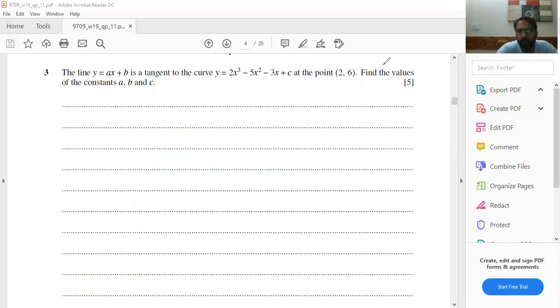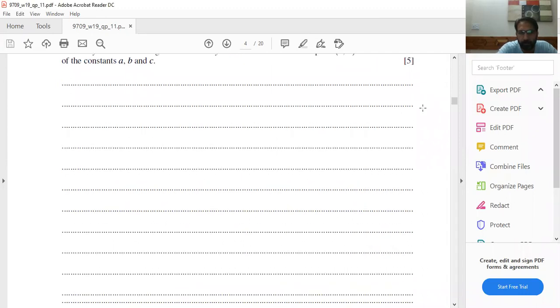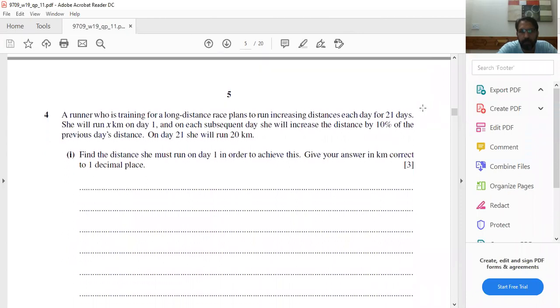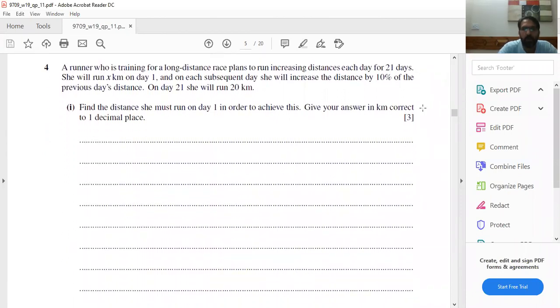Now we go for the fourth one. Here it is, the fourth question. A runner who is training for a long distance race plans to run increasing distance each day for 21 days. x kilometers she's running on the first day. On each subsequent day she will increase the distance by 10%. By 10% means it's a multiplication sort of thing, so it's going to be a geometric progression. On day 21, she will run 20 kilometers.